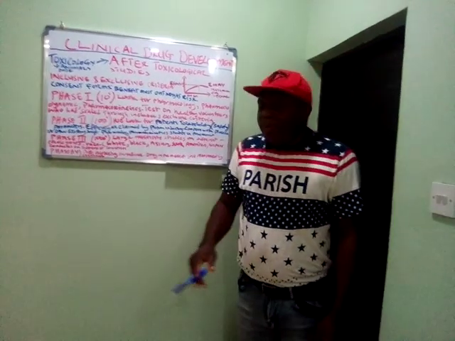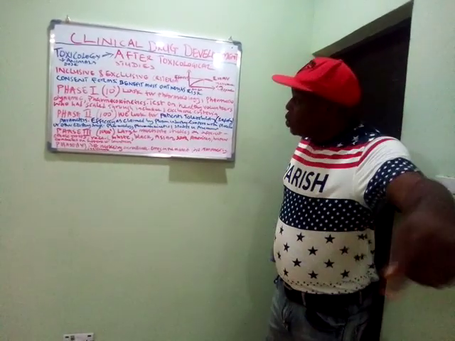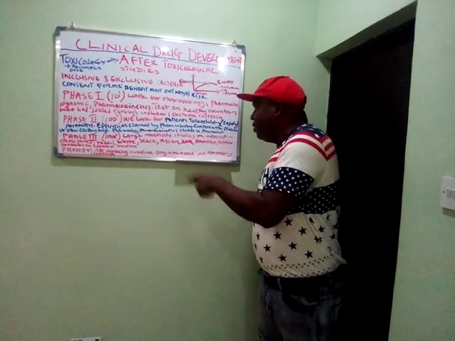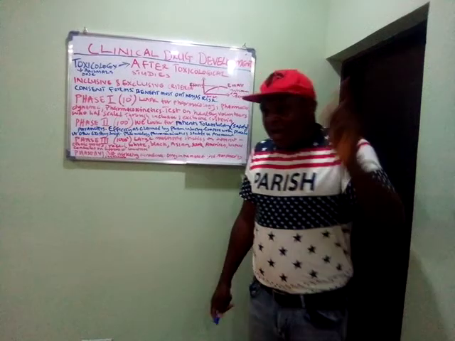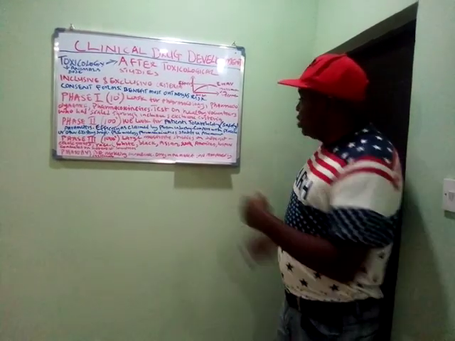And I also talked about inclusive and exclusive criteria. I also talked about the consent forms. The benefit must outweigh the risk. If the risk outweighs the benefit, the trial will not go ahead. If the benefit outweighs the risk, the trial will go ahead.